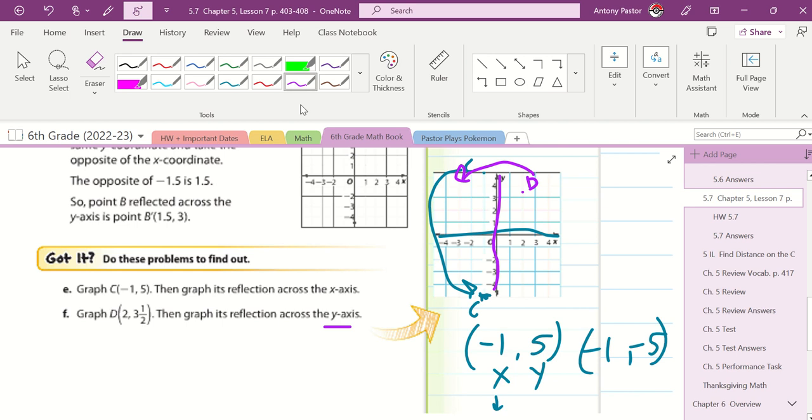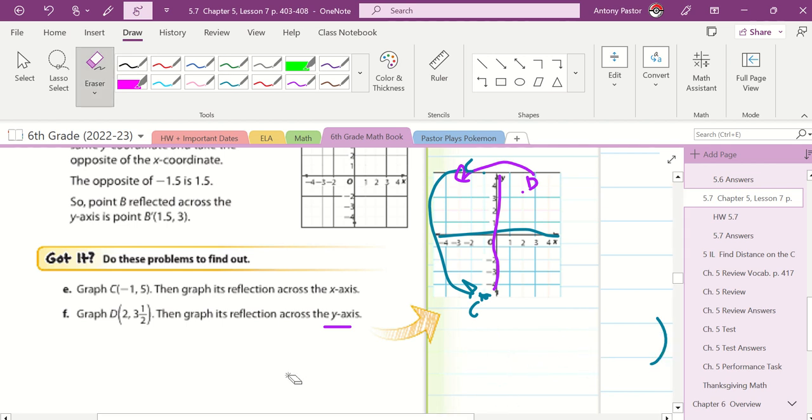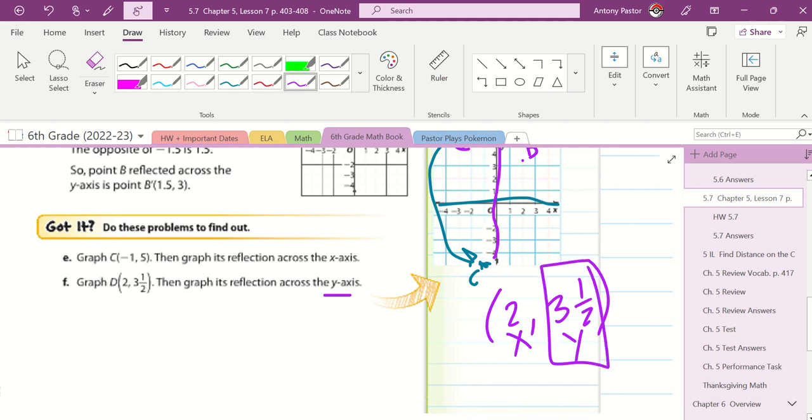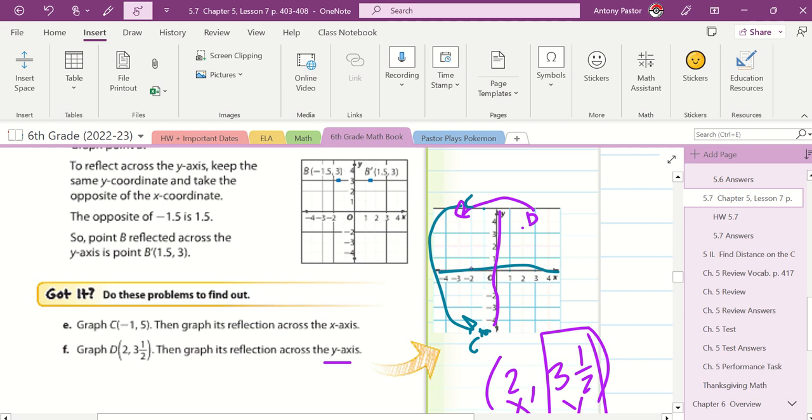This is X. Let me go ahead and erase these because these are from last time. This is 2, 3.5. And I'm going to go ahead and close the parentheses there as soon as I'm done erasing that. So X and Y. This is across the y-axis, so our y stays the same. Our x becomes -2. So it'll be -2 and 3.5. And that will be -2 up 3.5 right there. And that will be point D reflected.